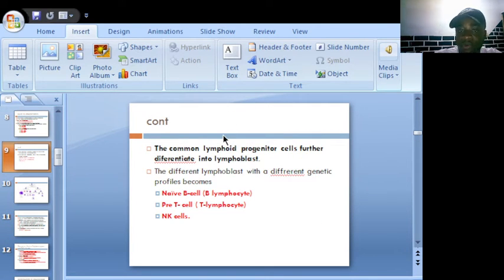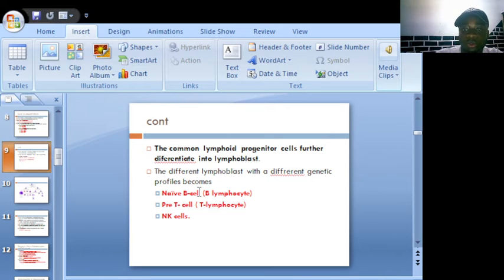So we've spoken about the common myeloid, which gives rise to the myeloid cells, which are the neutrophils, eosinophils, and the rest. Now, the common lymphoid progenitor cells further differentiate into lymphoblasts. Okay, lymphoblasts, so the blood cells. Now, these lymphoblasts will then differentiate into the naive B cell, which we normally call a B lymphocyte. It is naive because it hasn't been exposed to any antigen, so it doesn't know anything.